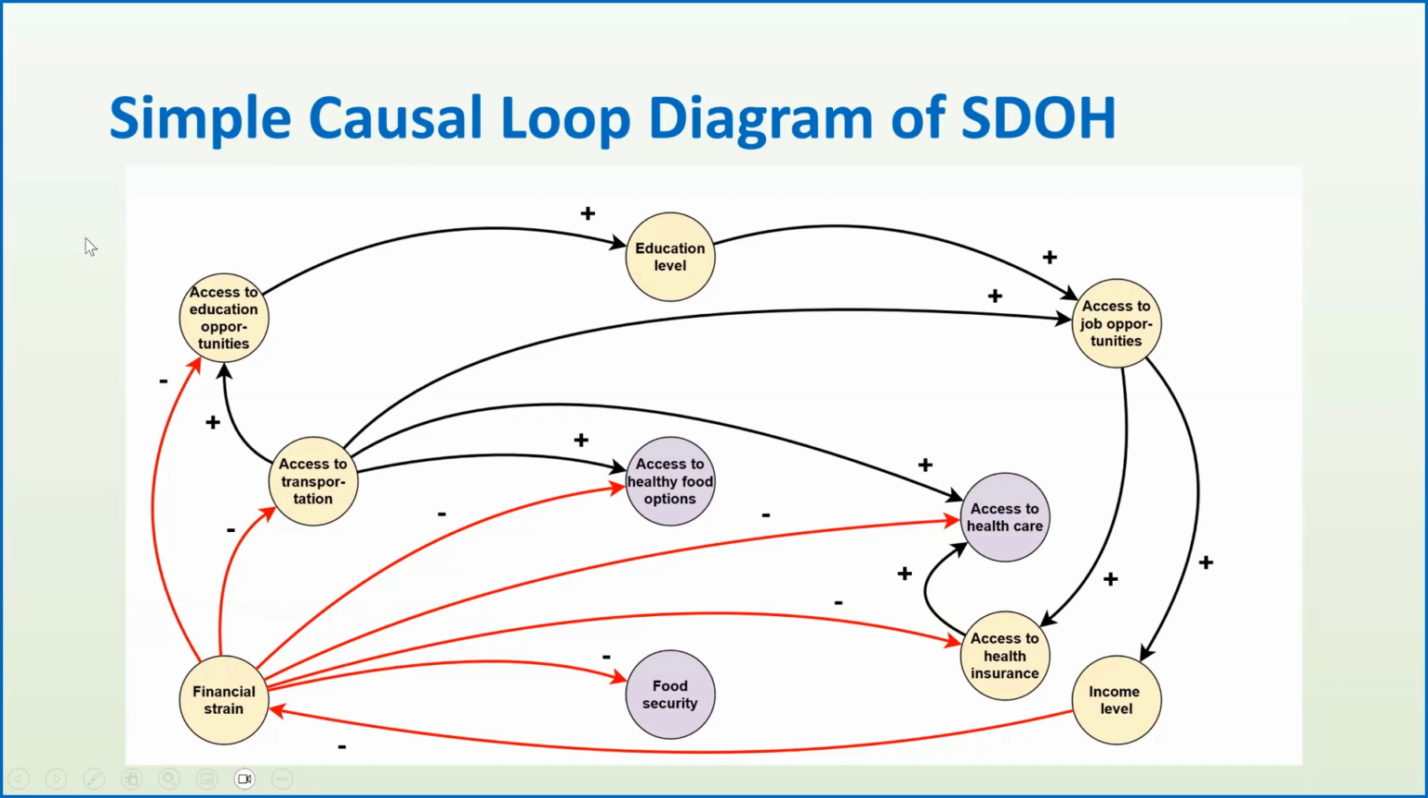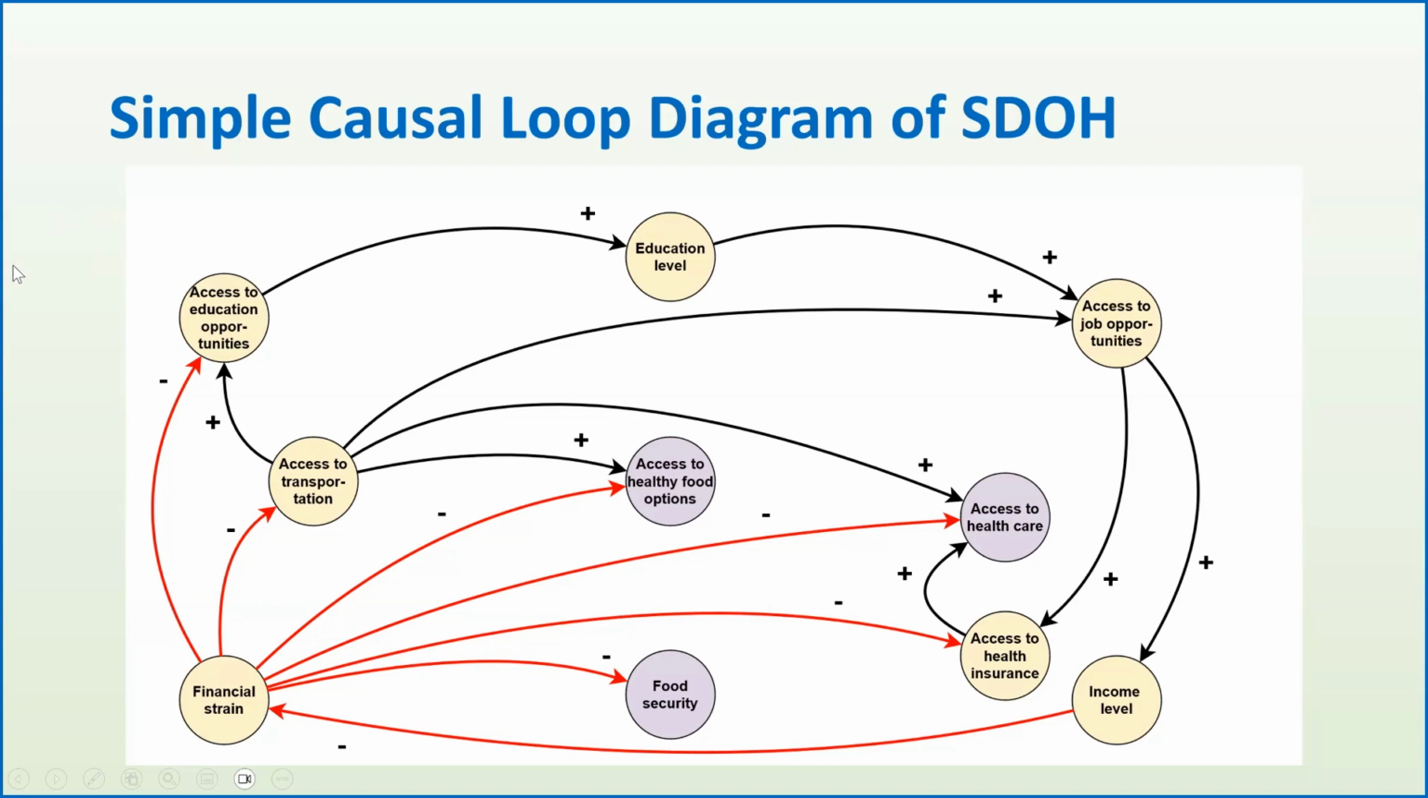And as for the nodes, these are all things that could be considered social determinants of health. I've made the ones that are more directly affecting health purple, to make those stand out a bit. And so again, this leaves out a lot of types of social determinants of health, but it's a simple example of how they create these sort of causal webs.